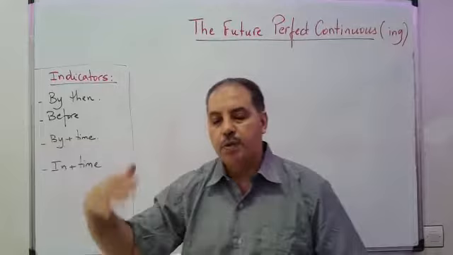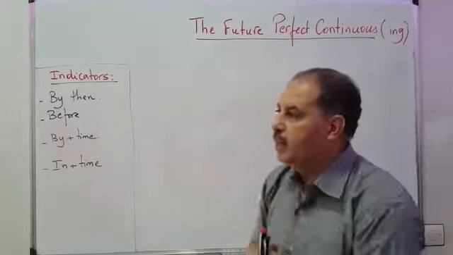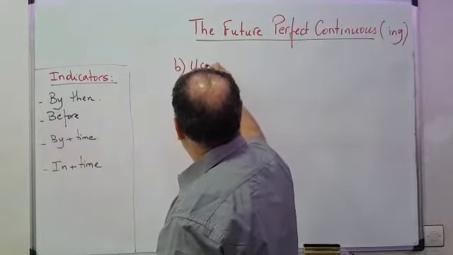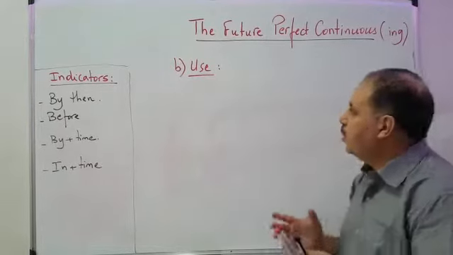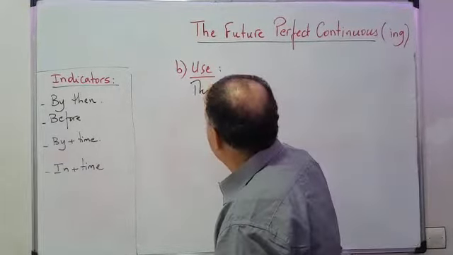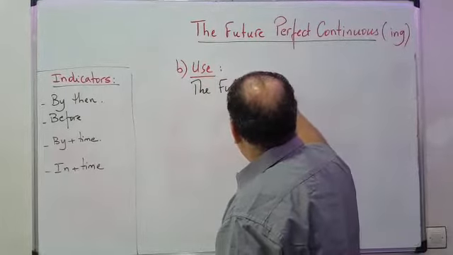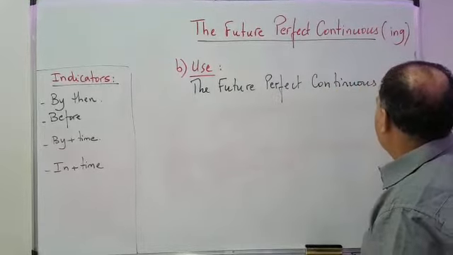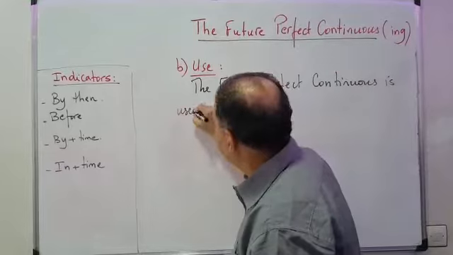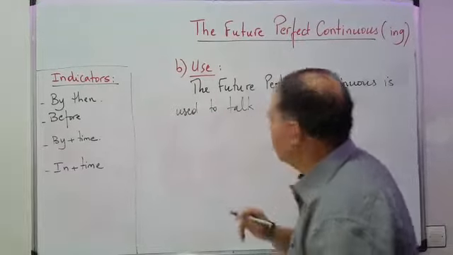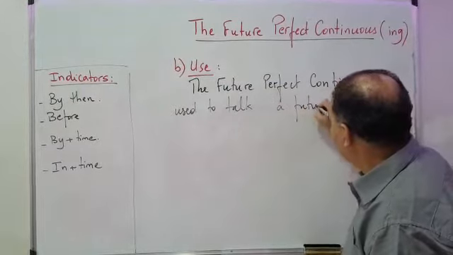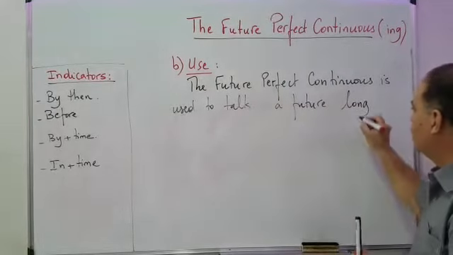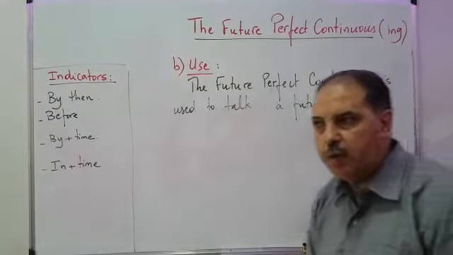Okay, future perfect continuous. So in B we have the use. So we can say that the future perfect continuous is used to talk about a future long action. Okay, look, you have to pay attention to this one. It's not short, but it's long. We know that it will take a long time.